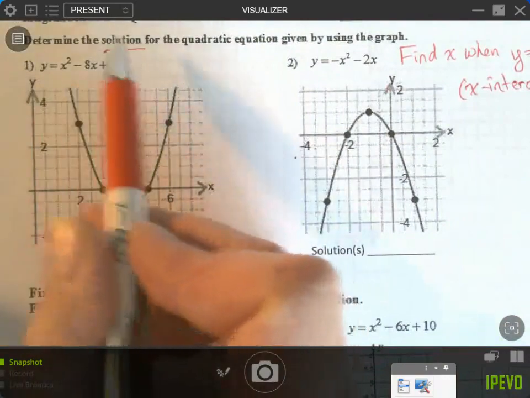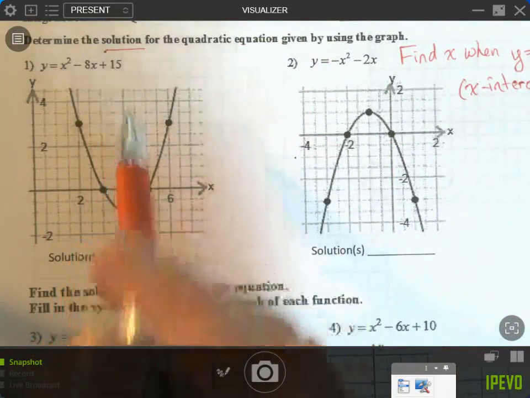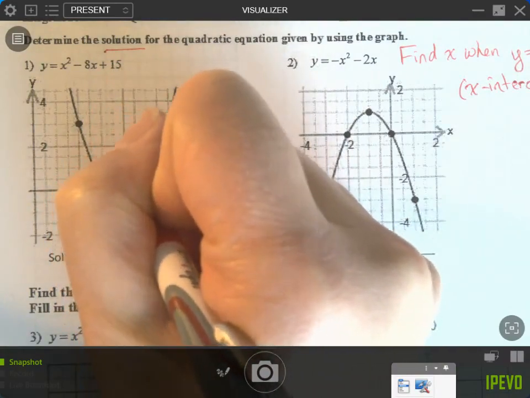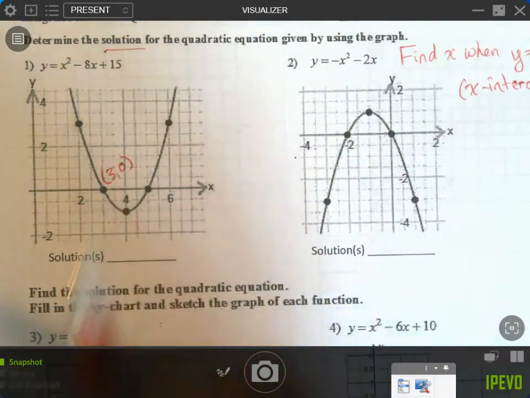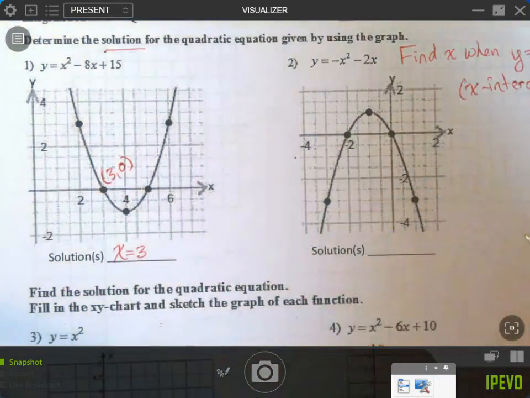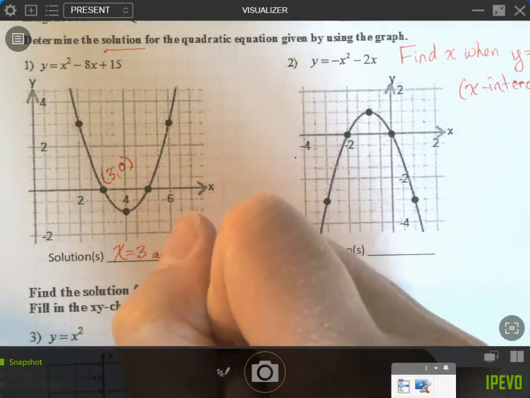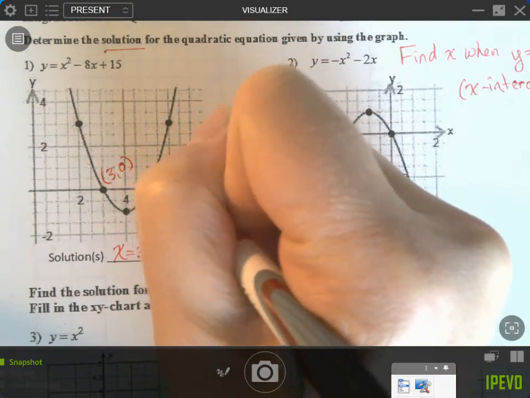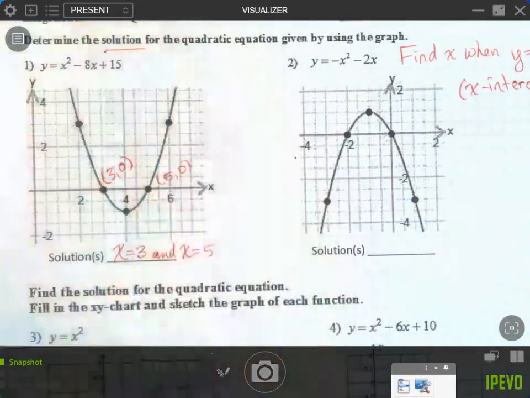This is your quadratic given to you. All I need to do is find where it hits the x-axis. On this point, it's (3, 0). X is 3 when y is 0. So what are my solutions? X equals 3. And what's the other solution? X equals 5. So I have 2, because this point is (5, 0). That is the x value when y is 0.